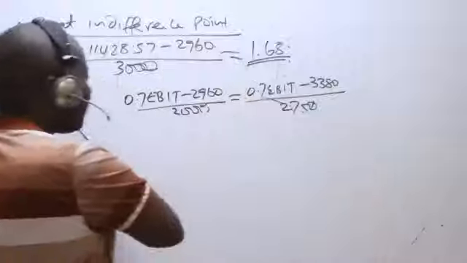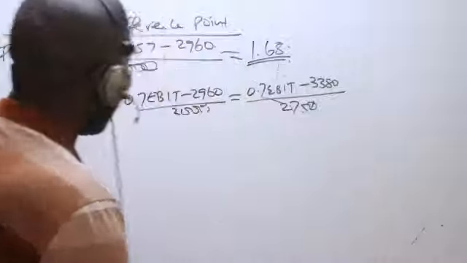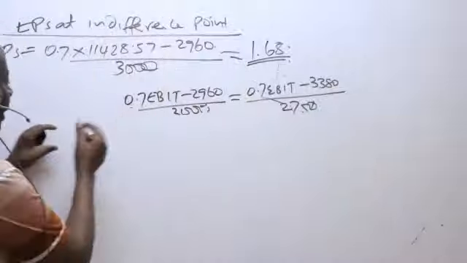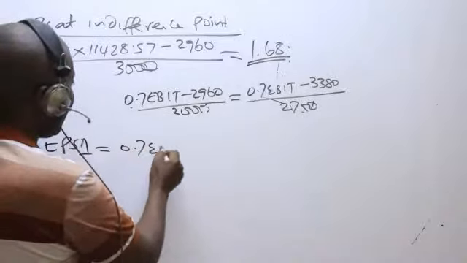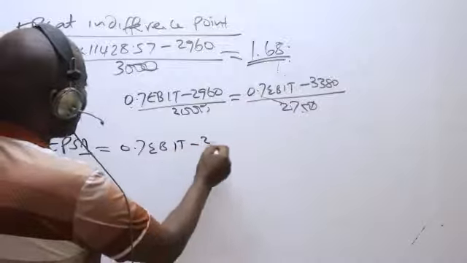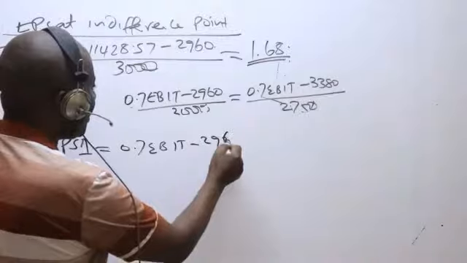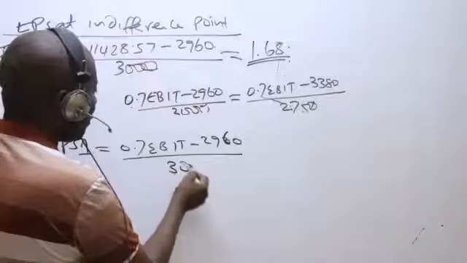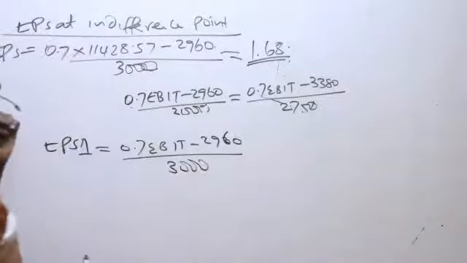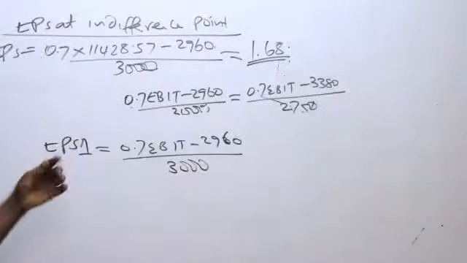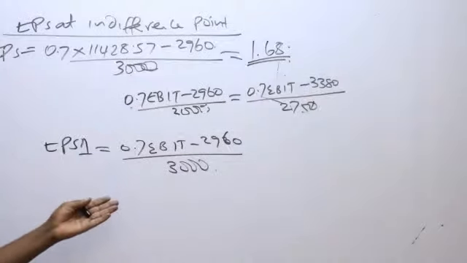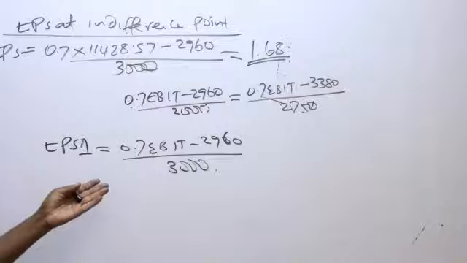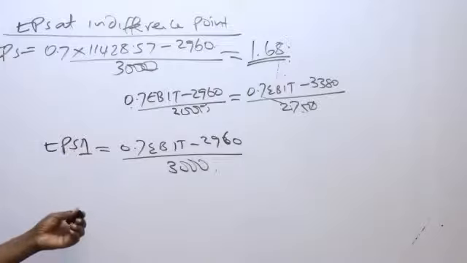Okay. So in this case we have EPS1 equals 0.7 times EBIT minus 2960, all over 3,000. And you want to draw a graph. So how do you draw a graph? Remember, this is a straight line. So when it's a straight line like this, how many points do we need to be able to draw it?